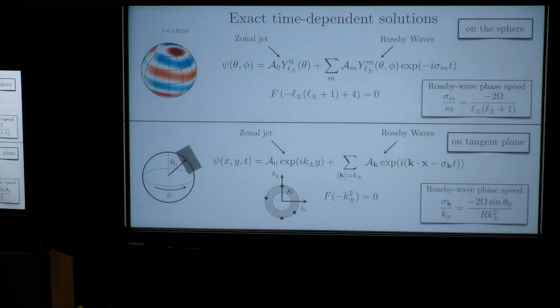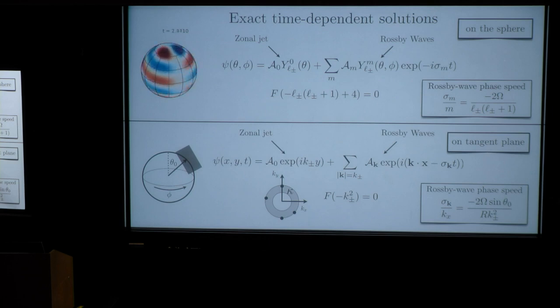And again, the idea is similar, which is that you can think about these L modes, L plus and L minus on the sphere, and K plus and K minus on a tangent plane, because then you can deal with Fourier modes. And have them be the roots of your polynomial dispersion relation, and then also have these azimuthal modes, which are Rossby waves, so that they have a particular phase speed.